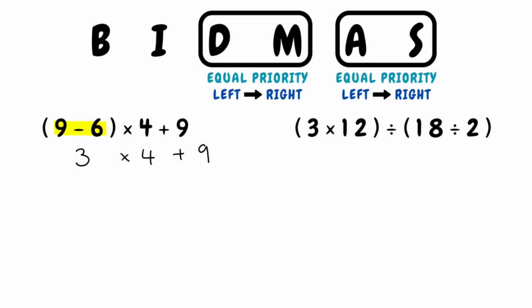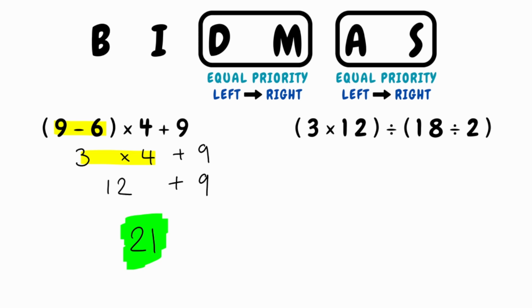So moving on to I, we don't have any indices, we don't have any powers or roots. So we're then looking for any division and multiplication. We can see we've got a multiplication here, we've got 3 multiplied by 4. So we're going to take care of that, which is 12. And then we're going to bring down the plus 9. And then to finish off, we're simply going to add these two numbers together. If we do 12 plus 9, that's going to give us 21. So our answer for this particular calculation would be 21.